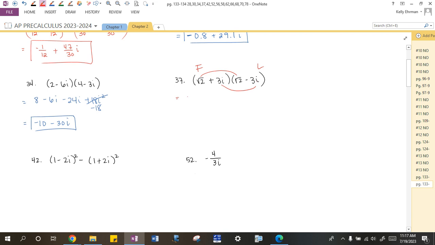Radical 2 times radical 2 is 2. 3i times negative 3i is minus 9i squared. That's really plus 9. So 2 plus 9 is 11.